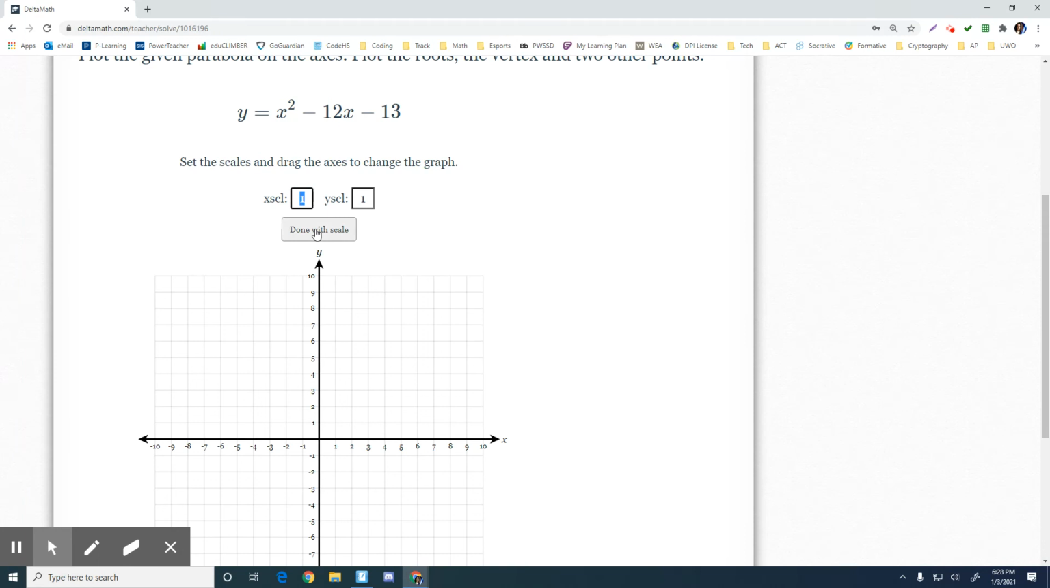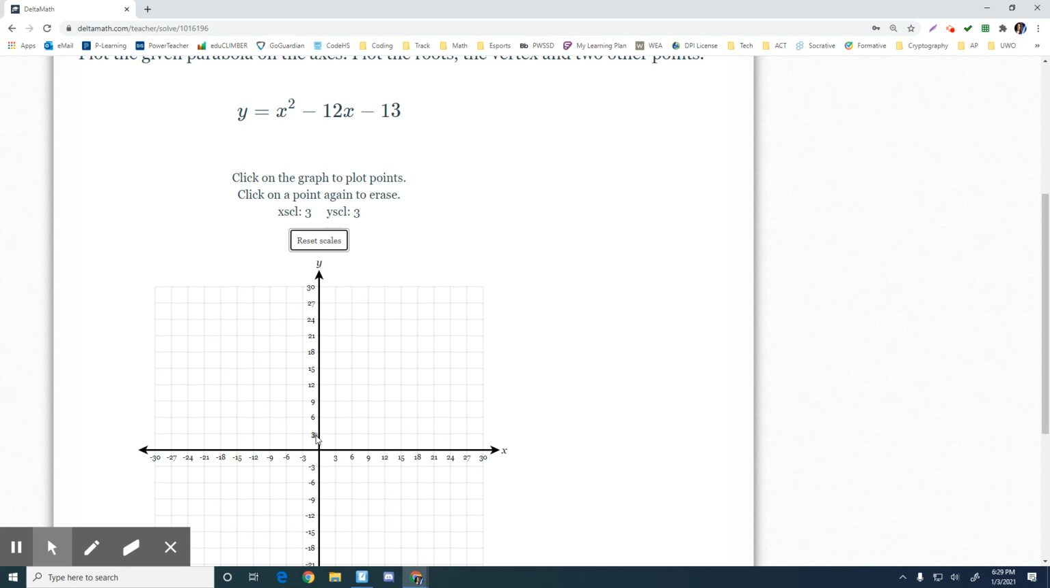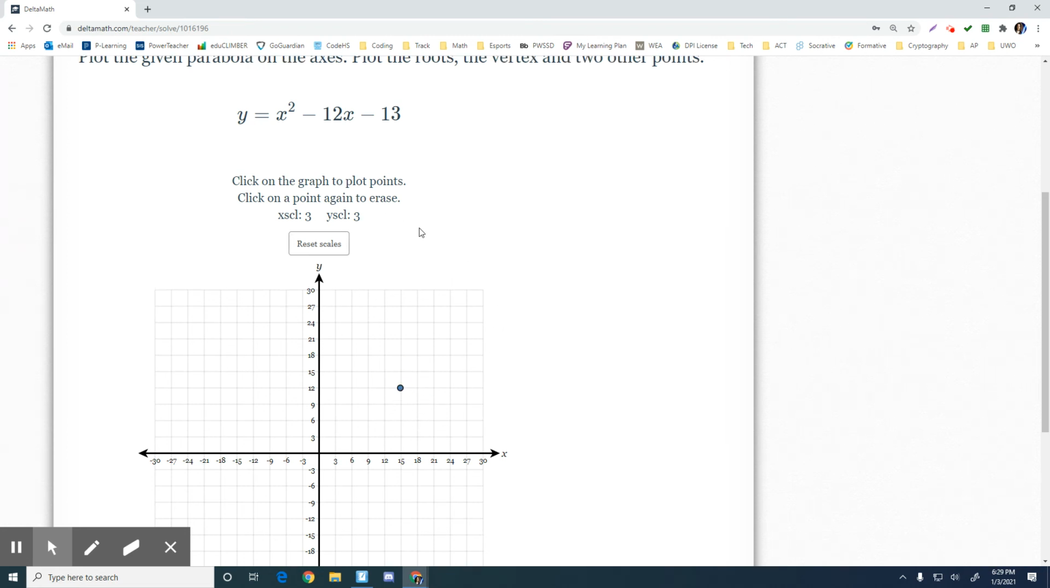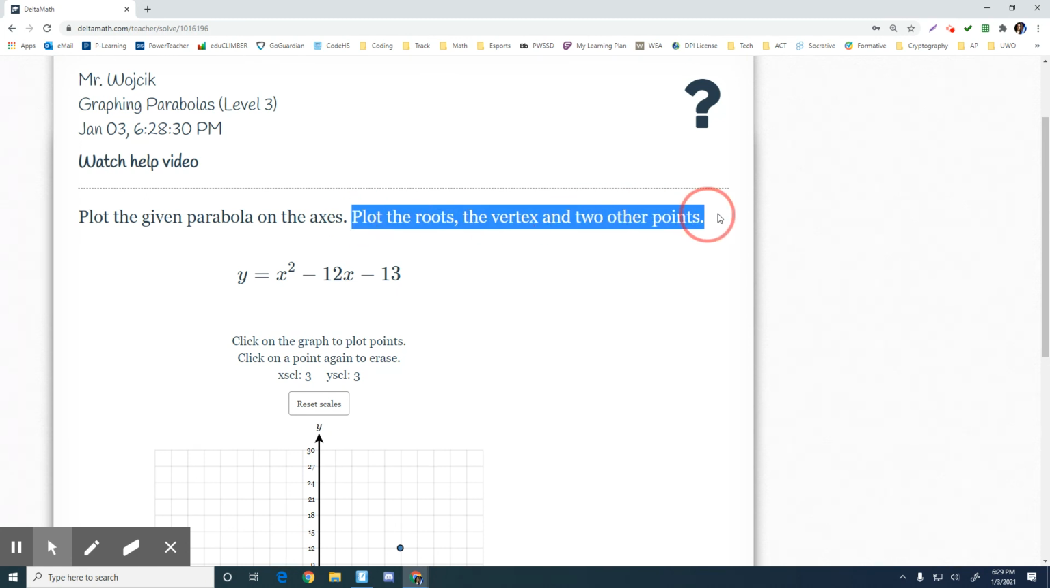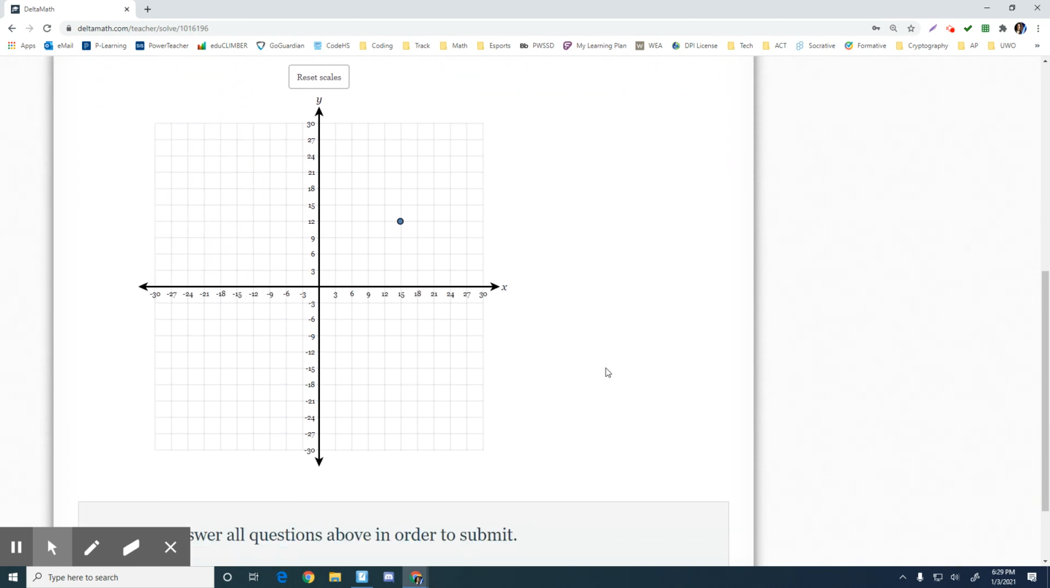If I make the x scale a 3, and the y scale a 3, then you see how every line now goes up by 3s: 3, 6, 9, 12, 15, and so forth, so I can plot more points. So if I need to get to the point (15, 12), well, I can graph that. So it's just one extra step of scaling it, and then plot the roots, the vertex, and 2 other points. So you've got those 5 points that you need to graph as well.